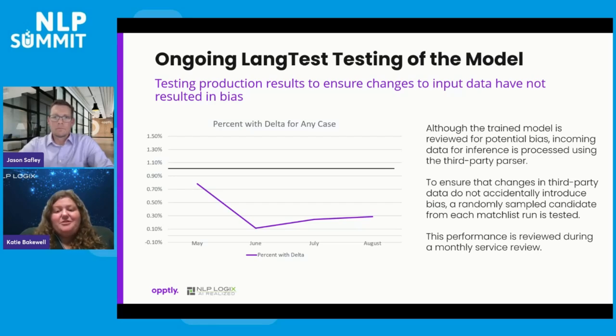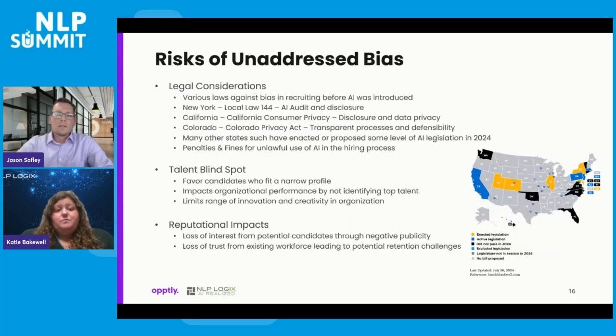We review these monthly during a service review. It's really important for our team, taking pride in the model, that we are seeing that the model continues to be unbiased, but it's also really important for Oply and for their customers. And I think Jason's going to dive into a little bit of why this is so important within their space. Yeah, so like Katie said, from an AI perspective and really from a hiring perspective, we have to navigate some of these risks with unaddressed bias.